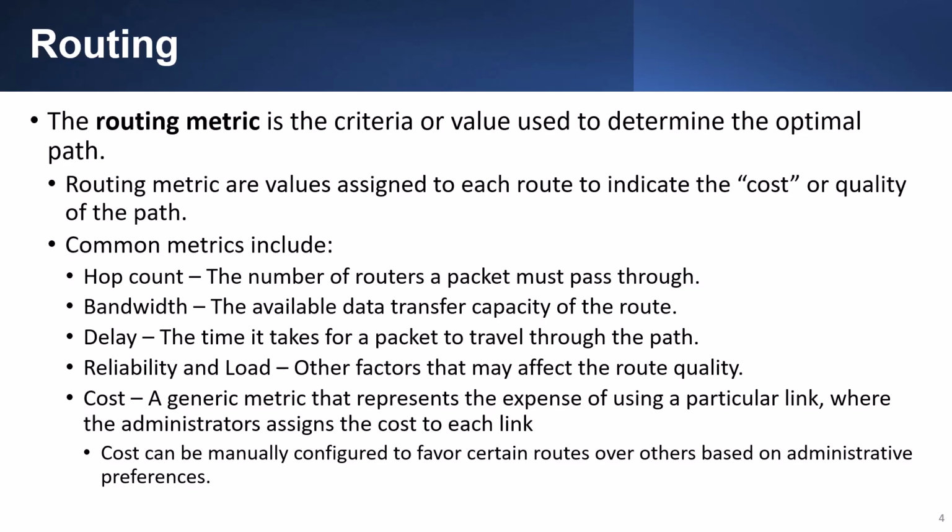Common metrics include hop count, which is the number of routers the packets must pass through; bandwidth, which is the available data transfer capacity of the route; delay, which is the time it takes for a packet to travel through the path; reliability and load, which includes other factors that may affect the route quality; and cost, which is a generic metric that represents the expense of using a particular link, where the administrators assign the cost to each link. Cost can be manually configured to favor certain routes over others based on administrative preferences.